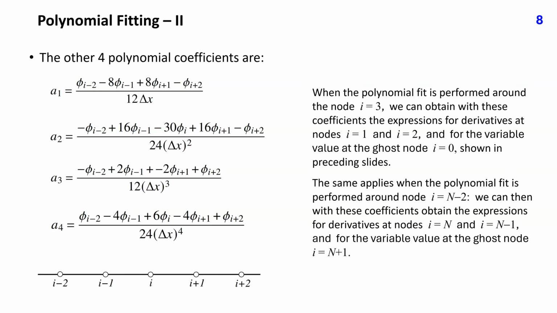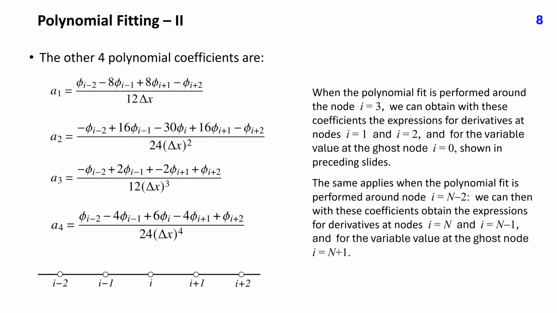Upon solving the equations from the previous slide, the following expressions are obtained for the remaining four coefficients of the polynomial. When the polynomial fit is performed around the node i equals 3, we can obtain with these coefficients the expressions for derivatives at nodes i equals 1 and i equals 2, and for the variable value at the ghost node i equals 0 shown in preceding slides.